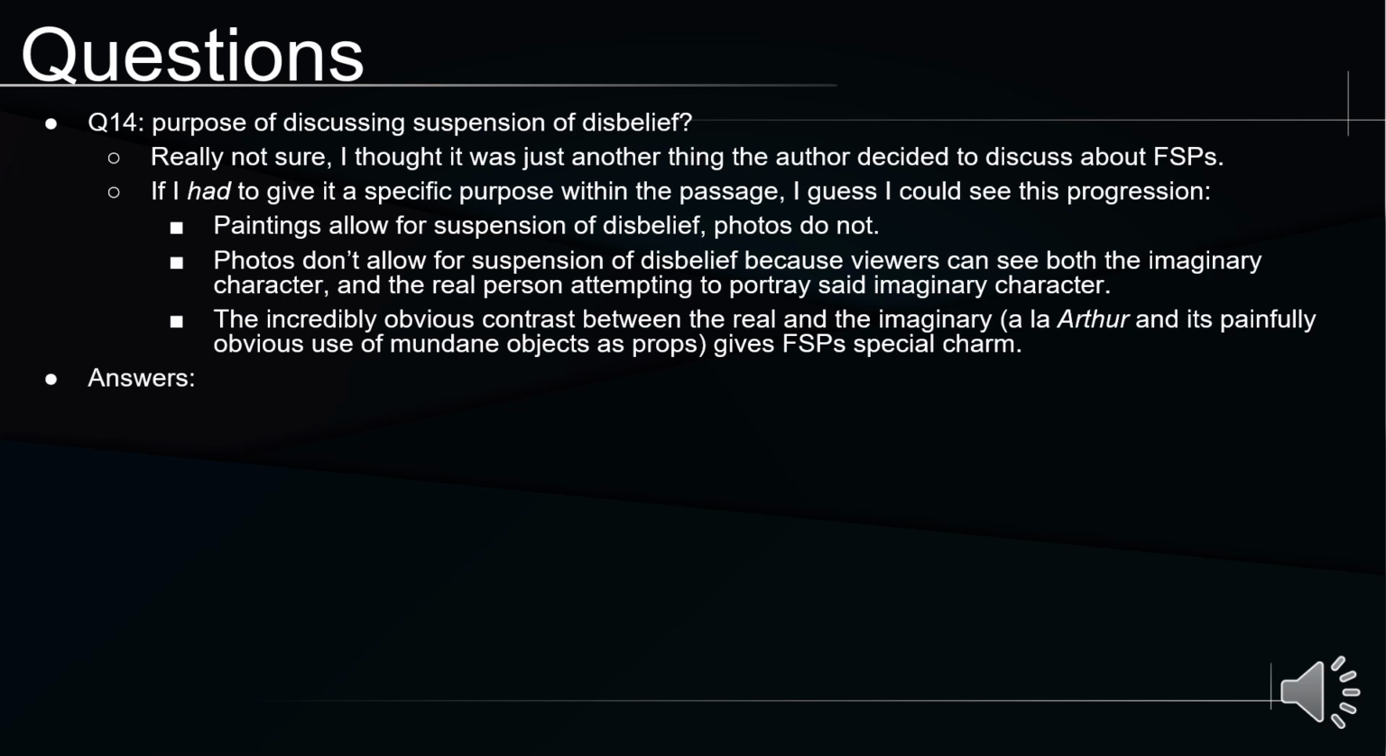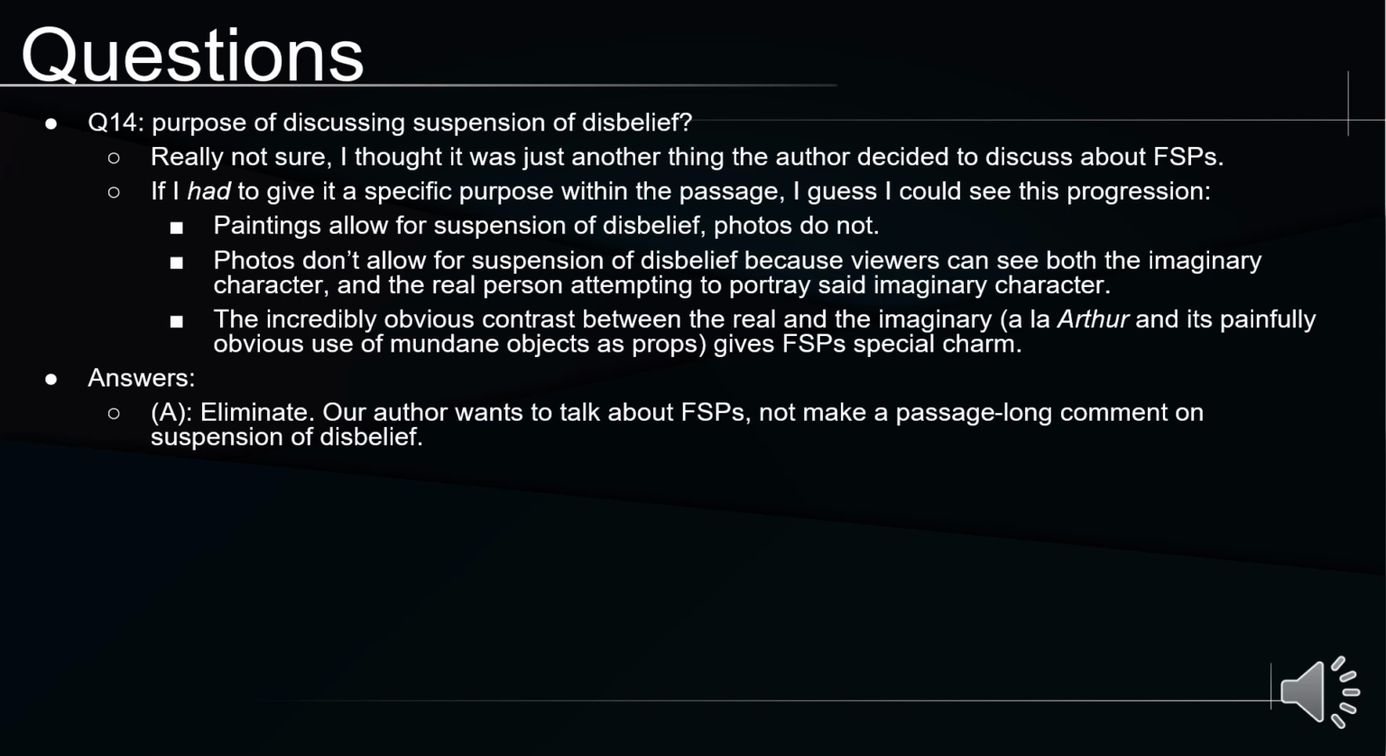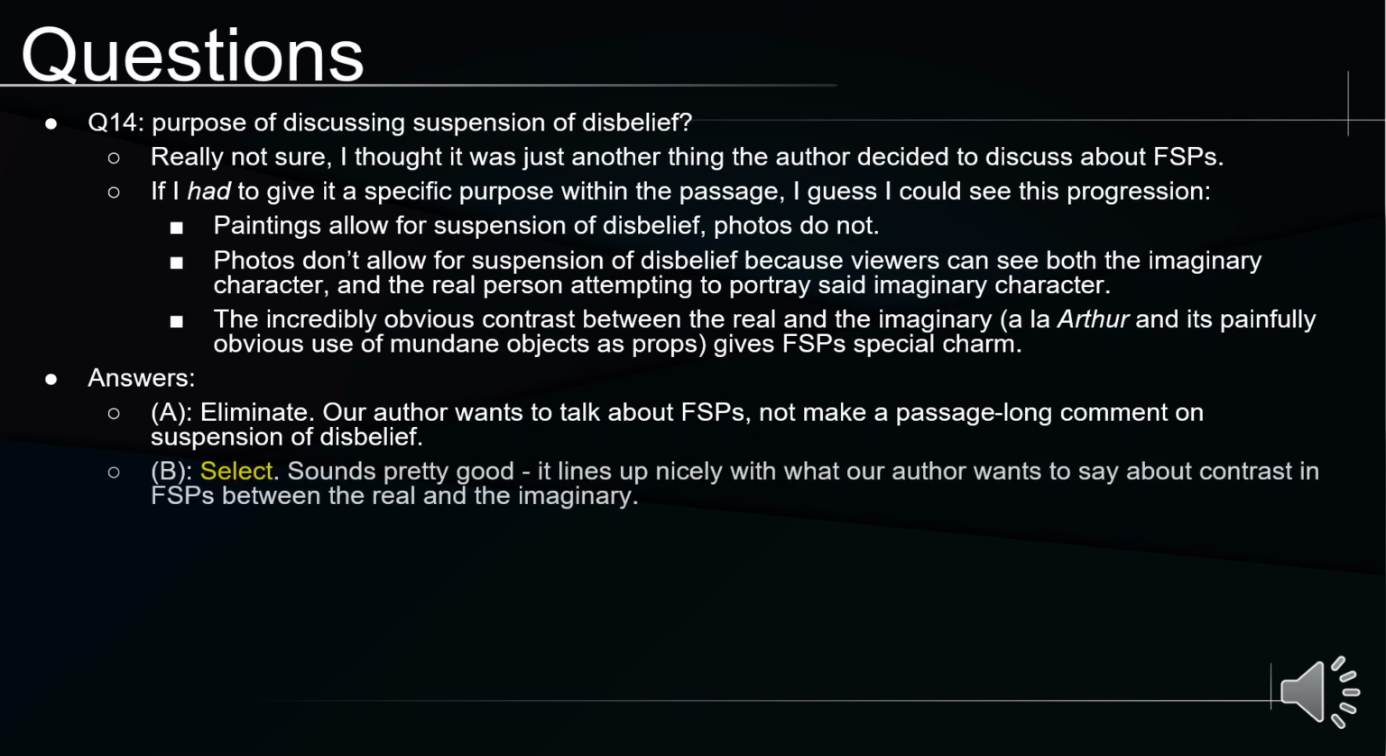Again, I'm not really sure if that leads up to a purpose or tells us why in a nutshell, but that's where I'm going to start. So A is going to be an elimination. Our author wants to talk about FSPs, not make a passage-long comment on suspension of disbelief. So A elevates suspension of disbelief to the whole point, and that's clearly not how I see the passage. B, I'm going to pick because it sounds pretty good. It lines up nicely with what our author wants to say about contrast in FSPs between the real and the imaginary.